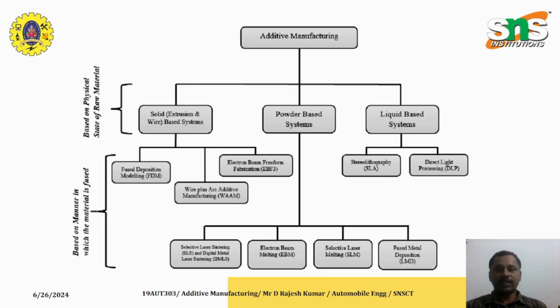Now, this is a classification. As I told in the previous slide, you can see here solid based, powder based, and liquid based processes. Each has different processing techniques. In the solid based processes, you can see fused deposition modeling, electron beam freeform fabrication, and wire arc additive manufacturing. In the powder based, we can see selective laser sintering, selective laser melting, electron beam melting, and fused deposition modeling. And in the liquid based, there are two techniques, namely stereolithography and direct light processing.